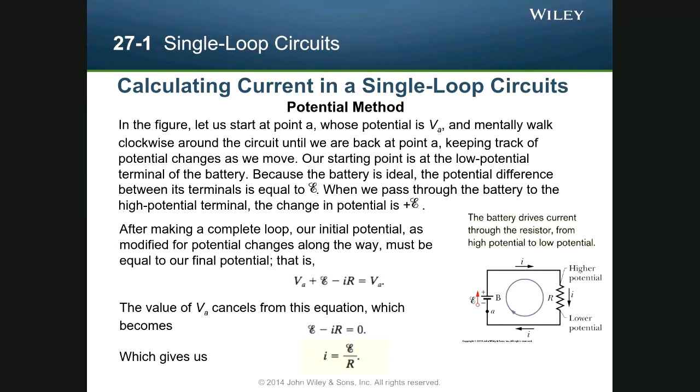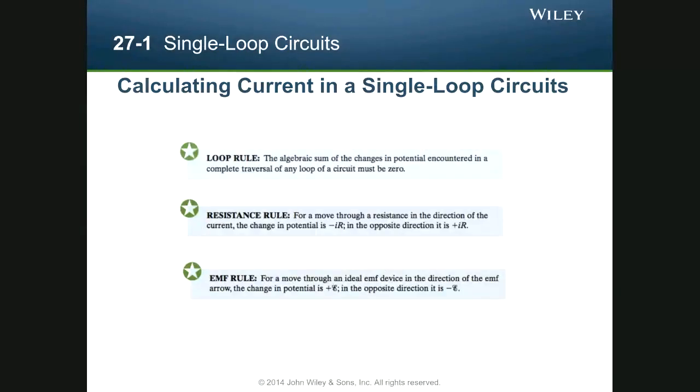So we will get to that internal resistance in a little bit, but we have some techniques we want to talk about. Calculating current in single loop circuits, and again, when we get to multi-loop circuits, these will be important. The loop rule, or Kirchhoff's loop rule, is the most important rule, all right? And that is that the algebraic sum of the changes in potentials encountered in a complete traversal of any loop of a circuit must be 0. So the important words here that really make this powerful are the seemingly little ones. That's any and must.